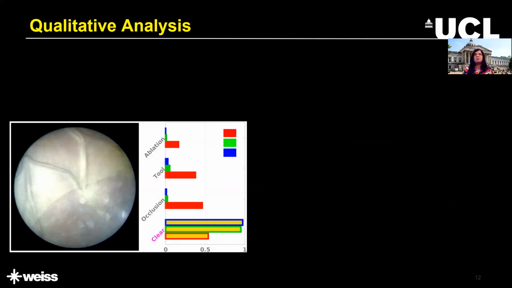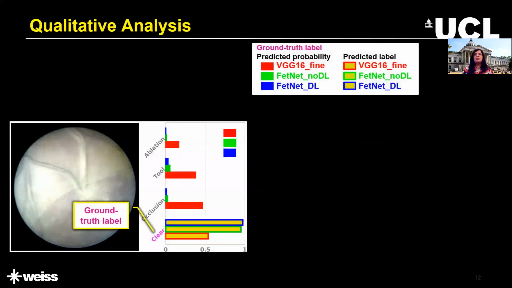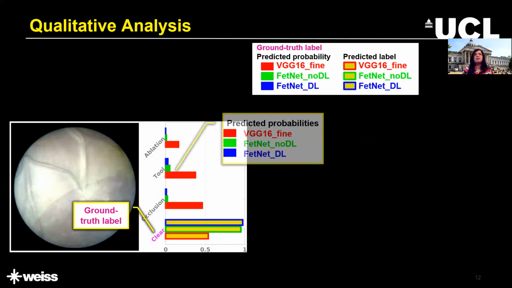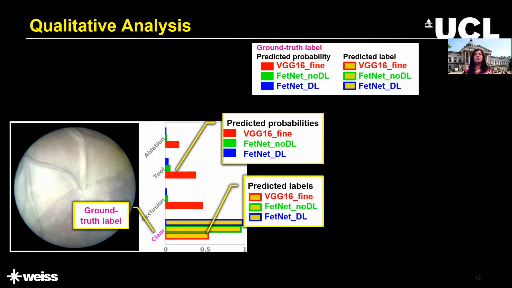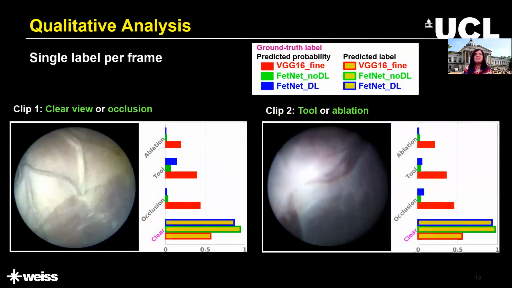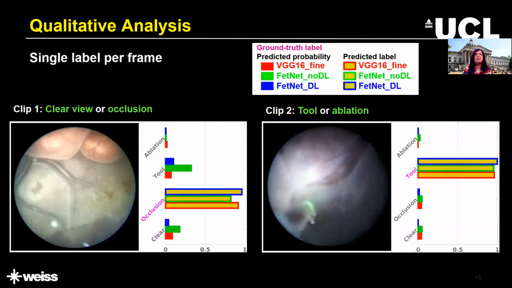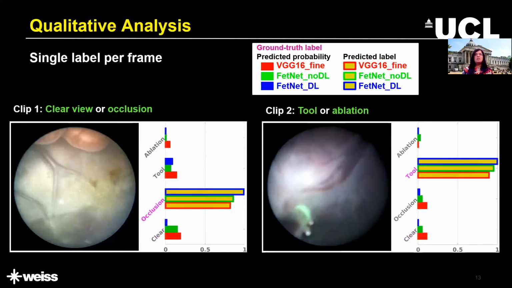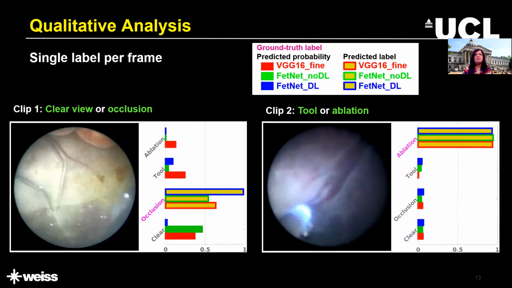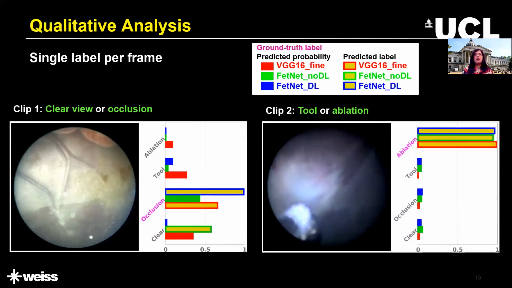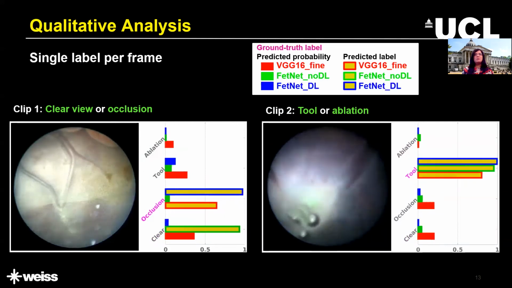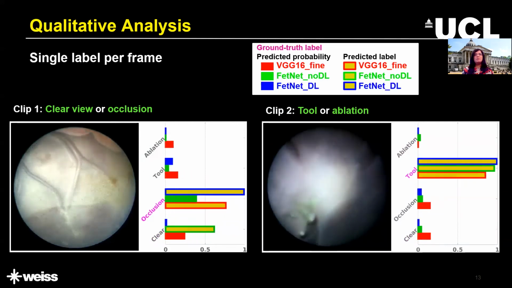Next, we quickly go through some of the qualitative results, where the ground truth labels are represented in magenta, predicted probabilities are represented by red, green, and blue histograms, and the predicted labels are represented by red, green, and blue histograms with yellow fill. Our proposed method is represented with the blue histogram. This slide shows examples of single label per frame, where on the left we can see clear view and occlusion interlacing, and on the right we can see tool and ablation interlacing. From these histograms, we can observe that our proposed method is the most consistent compared to the 3 methods under comparison.